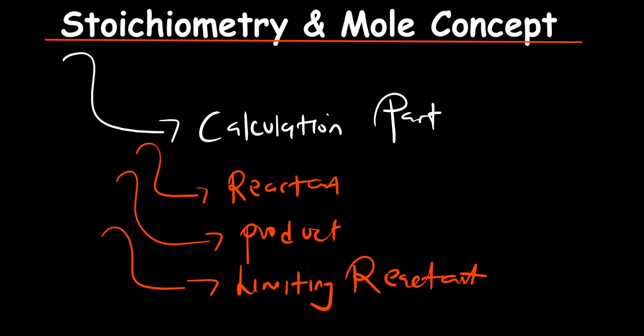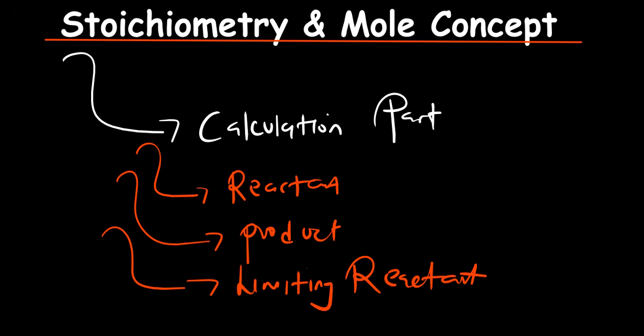So if you ignore stoichiometry, you are basically ignoring the heart of chemistry. By the end of this video, you should be able to explain what stoichiometry means, understand the mole concept, also use the Avogadro's number, which we're going to talk about, and you should be able to calculate the number of moles, the number of particles, and most importantly, avoid the most common mistakes people make.